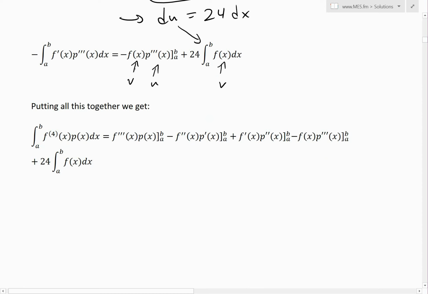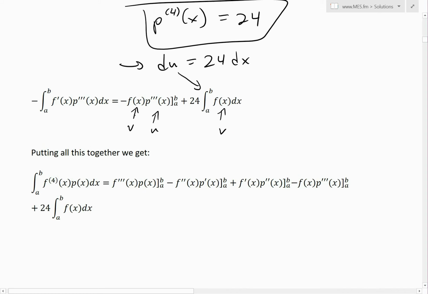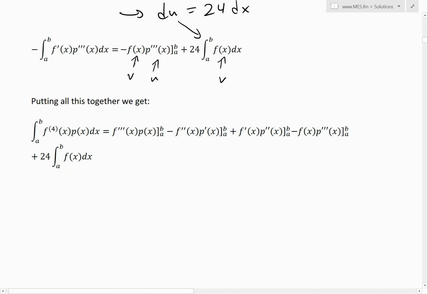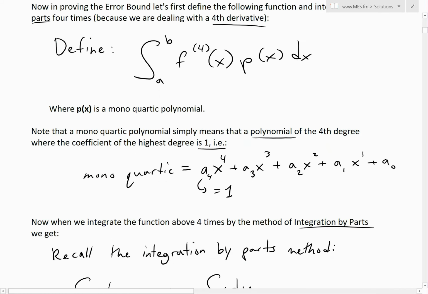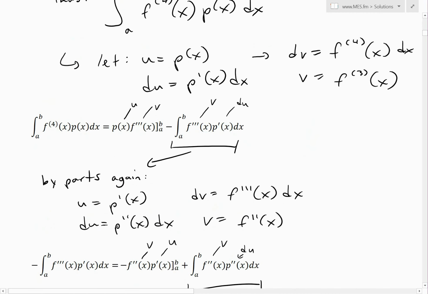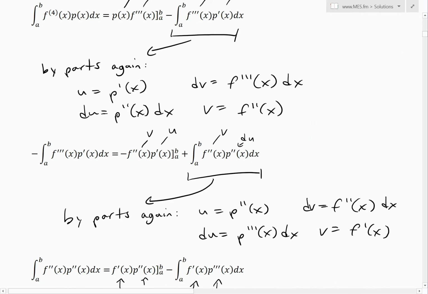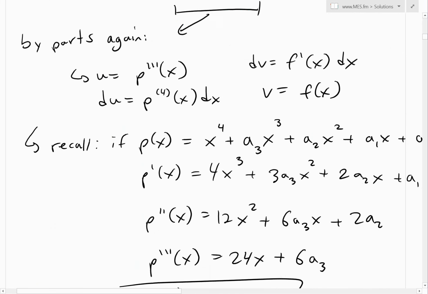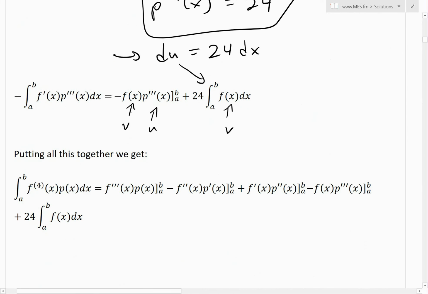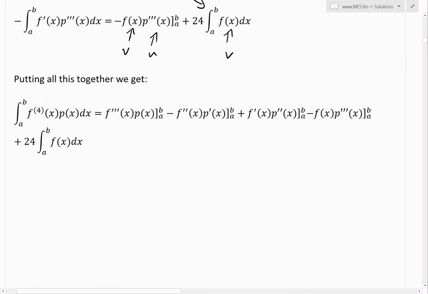This is the third derivative of f of x times p of x from a to b, then minus the second derivative of f of x times the first derivative of p of x. So this derivative keeps going down, and this keeps going up, and the signs go from positive, negative, positive, negative, exactly as we were shown above. So initially, if we go all the way back up, the very first one, the sign is positive, and then there's a minus right here, then a positive, then a minus, and the last one is positive. So that's exactly what we have.